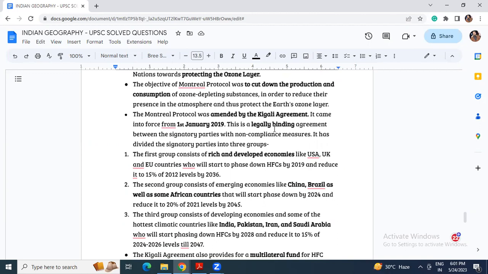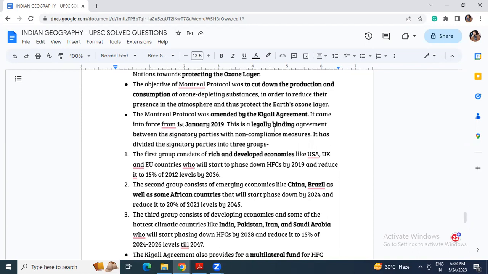Then this Montreal Protocol of 1987 was again amended by the Kigali Agreement, which came into force on 1st January 2019. And this is a legally binding agreement. That is, the Kigali Agreement of 2019 is a legally binding agreement between the signatory parties with non-compliance measures. It has divided the signatory parties into three groups.